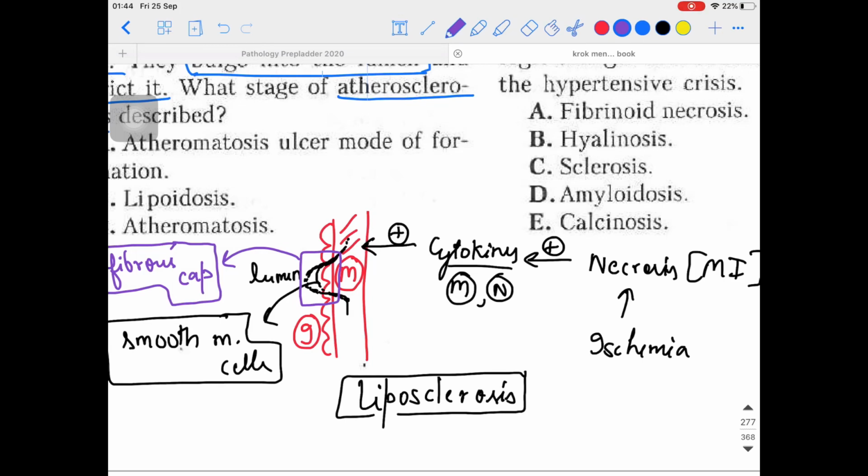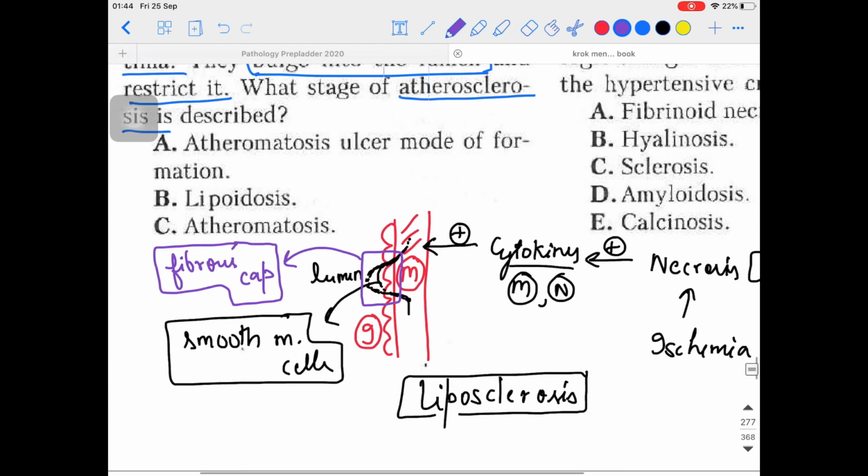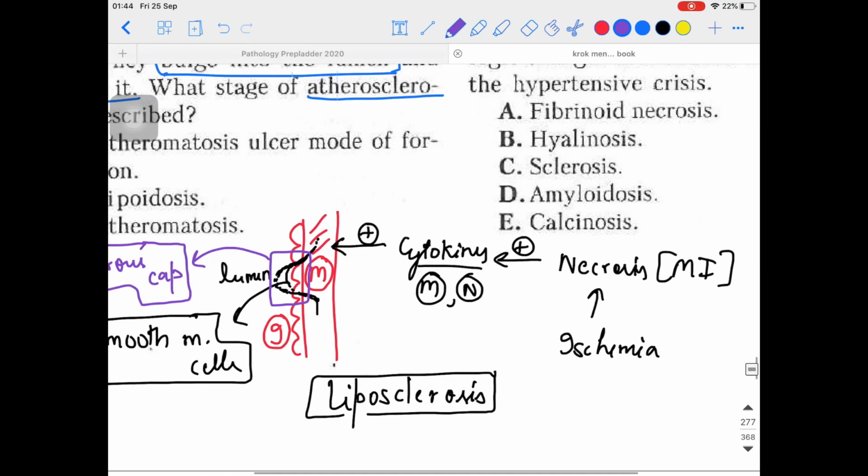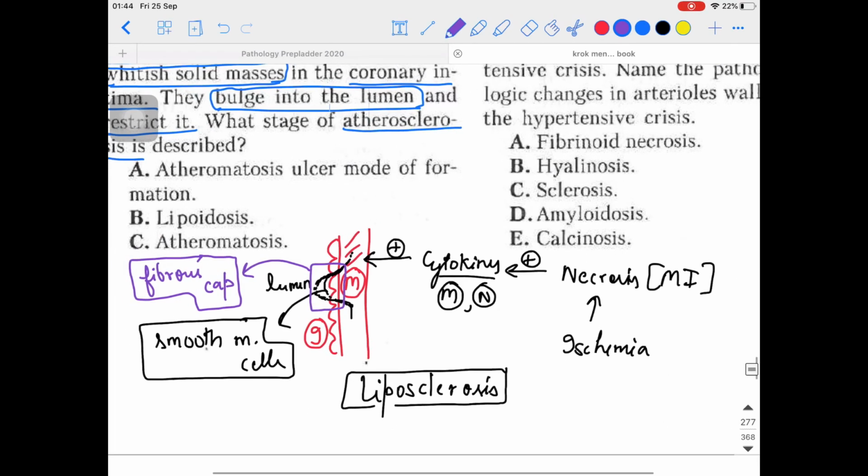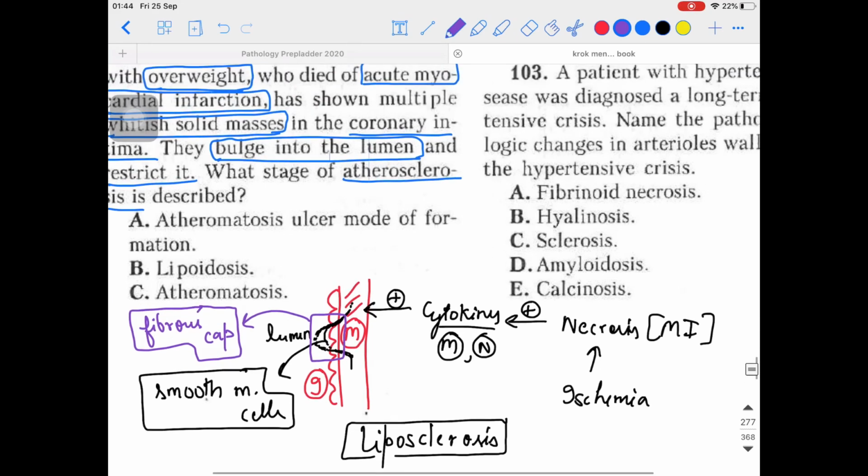They will stimulate the proliferation of smooth muscle cells present in the tunica media, and that proliferation of the smooth muscle cells will be protruding into the lumen of the tunica intima, and that particular structure we are calling the fibrous cap. Okay, so this proliferation of smooth muscle cells, we are calling that the fibrous cap. Now this whole process which I am talking about over here is the liposclerosis. So what will be our answer?